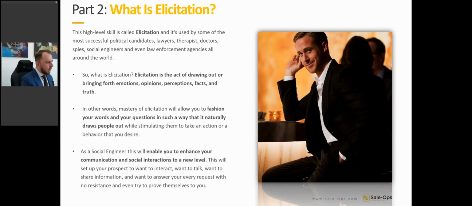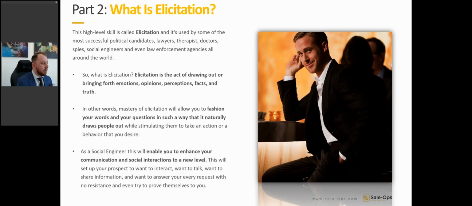In other words, mastery of elicitation is going to allow you, the social engineer, to fashion your words and your questions in such a way that it naturally draws people out while getting them to open up, to take action, or actually perform something that you want. Behave like you want them to behave, right?